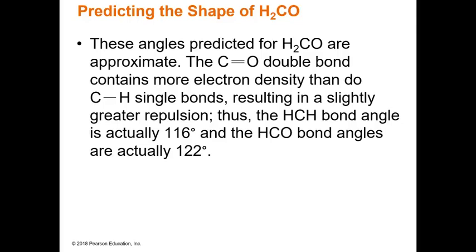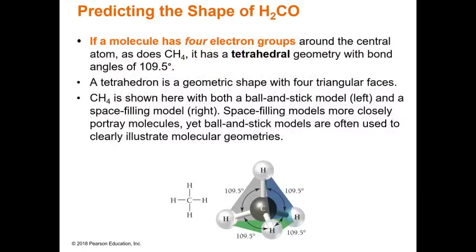While the ideal bond angle is 120 degrees, the double bond to oxygen contains more electron density and repels more strongly than single bonds. As a result, the HCH bond angle is slightly compressed to about 116 degrees, while the HCO bond angle expands to about 122 degrees.